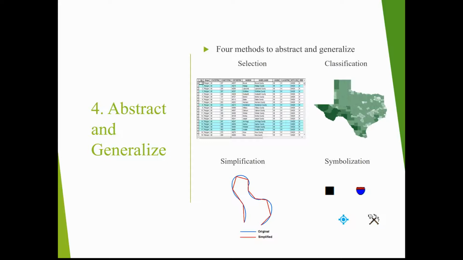The fourth method of abstraction and generalization is symbolization. Symbolization is the process of assigning such visual variables as color, shape, size, and orientation, among others. The goal of symbolization is to assign a visual marker to represent the spatial phenomena being mapped.